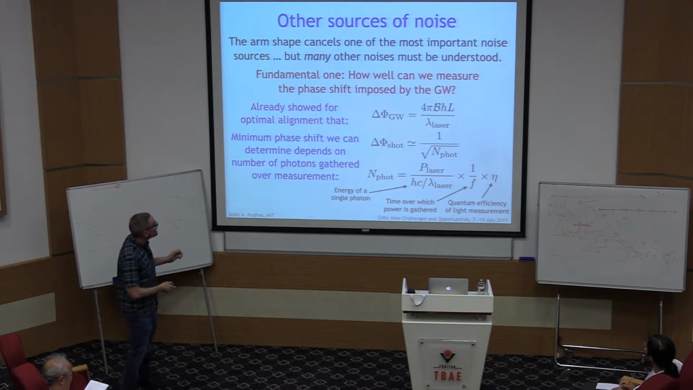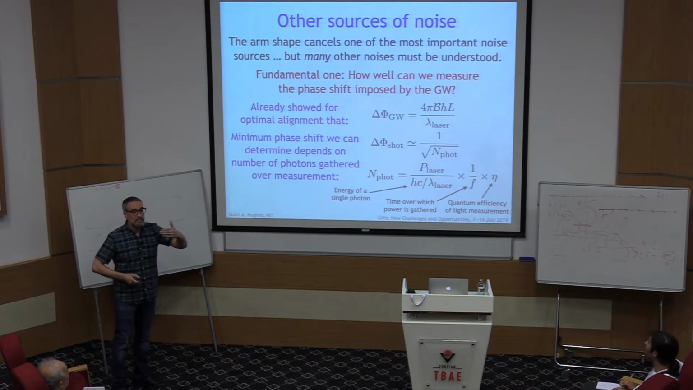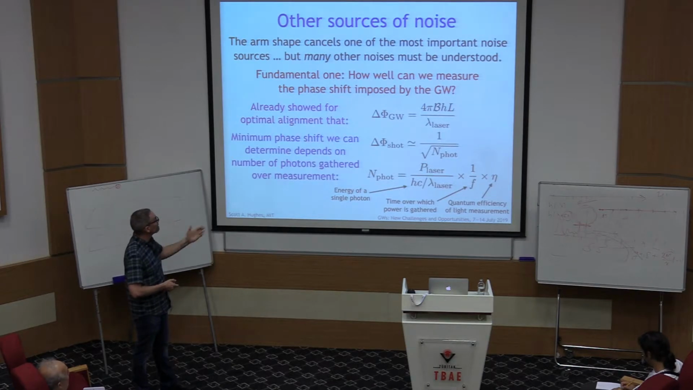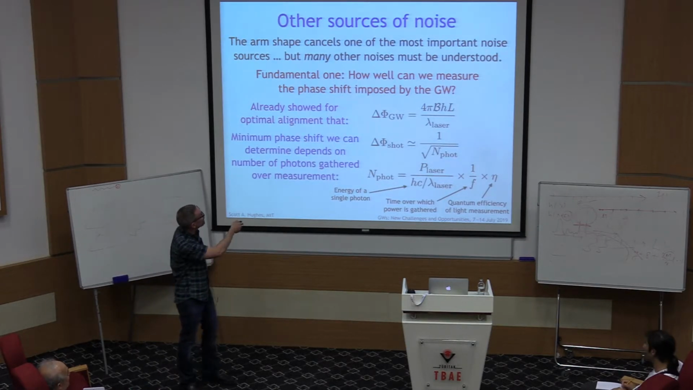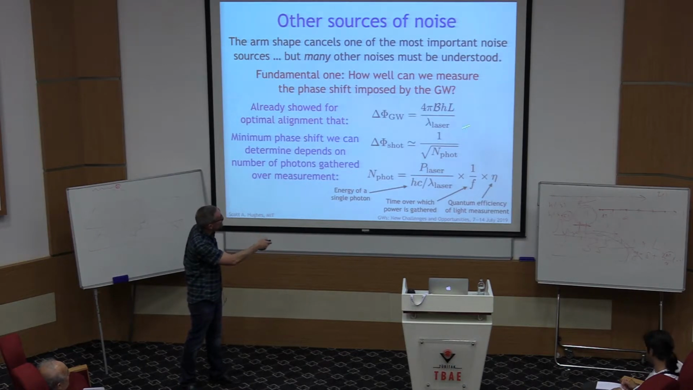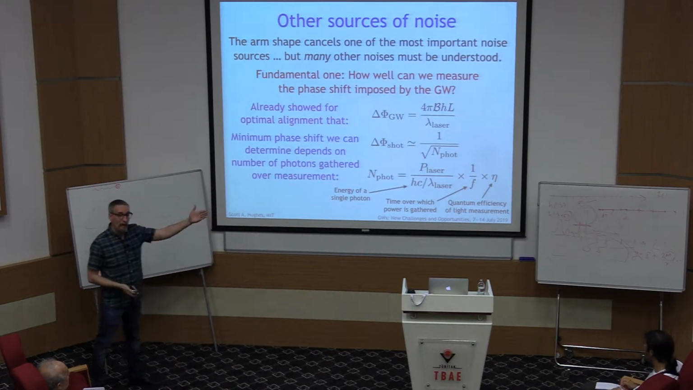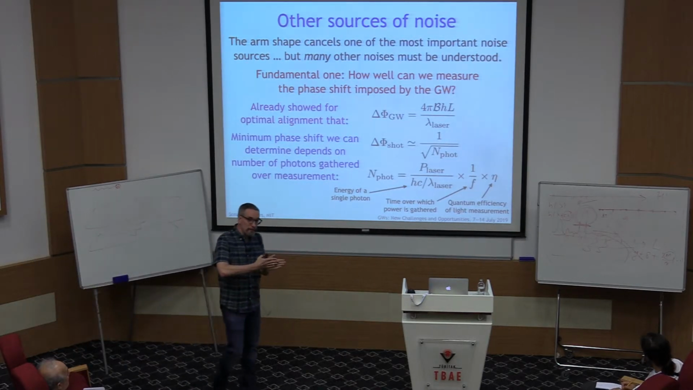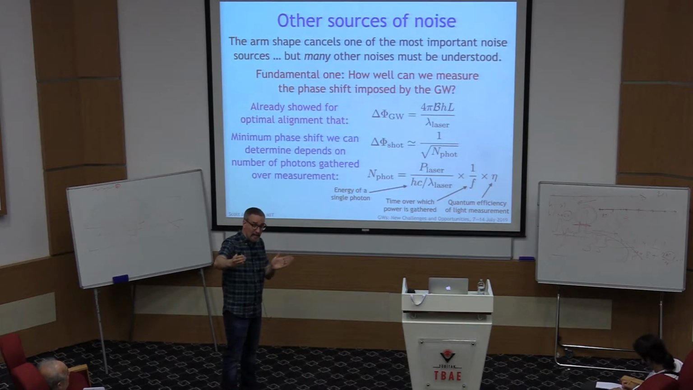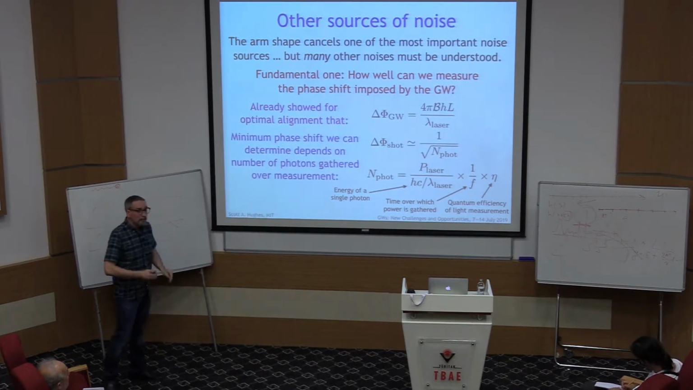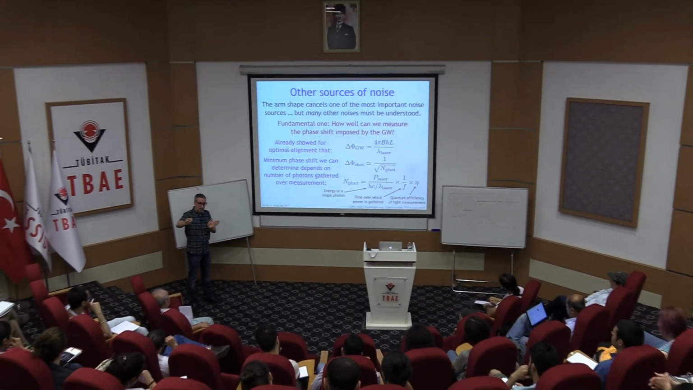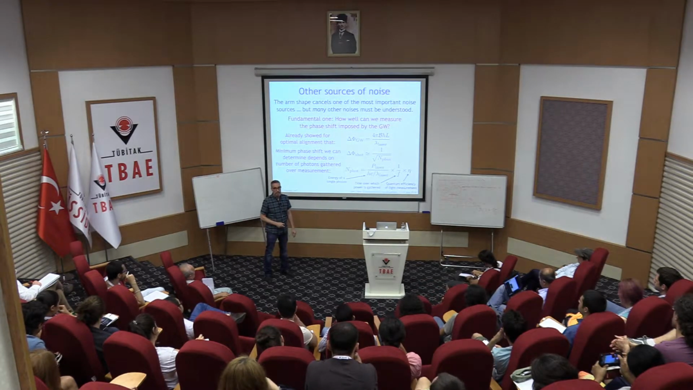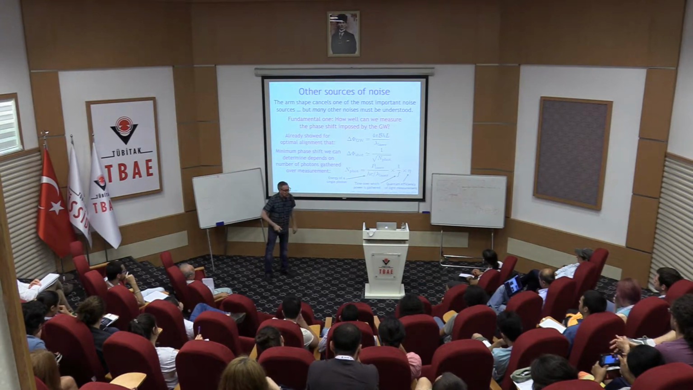So a fundamental one is, even if you cancel that out perfectly, how well could you measure the phase shift that is imposed by the gravitational wave? We've already shown that for an optimal arrangement, this is the phase shift that you would end up getting coming out of your gravitational wave detector in the variable that you tend to read out. Now, when you actually read the laser, especially at the frequencies we're operating at, there is going to be a little bit of what's called shot noise imposed on that signal. That's just reflecting the fact that light is quantized.